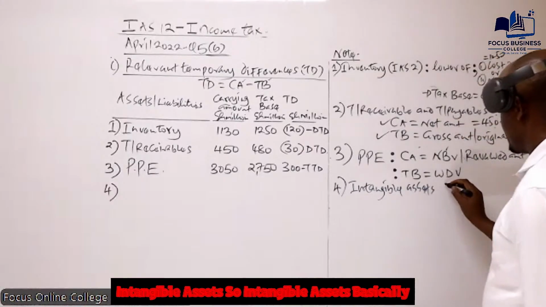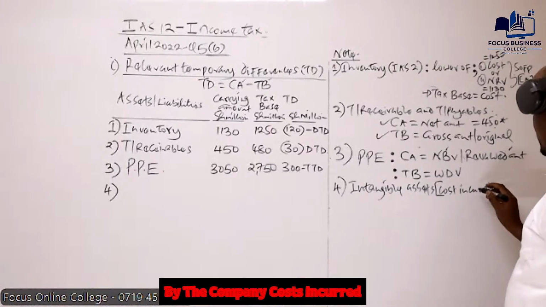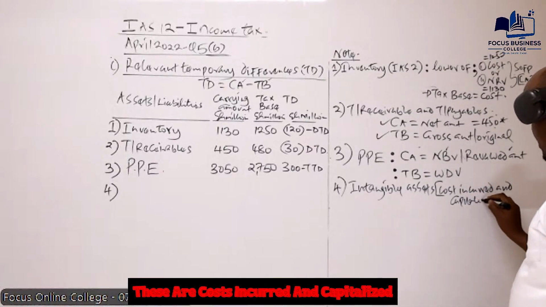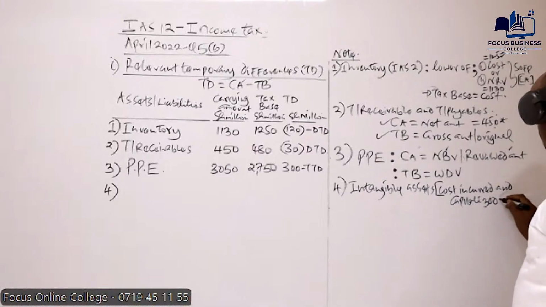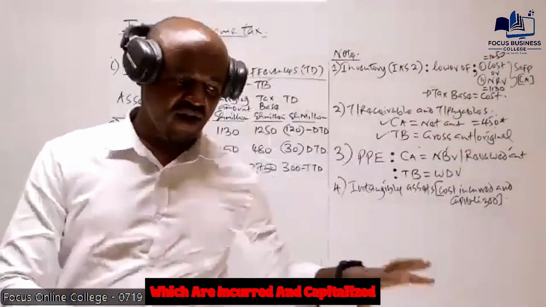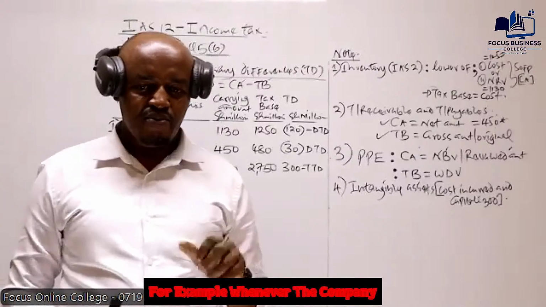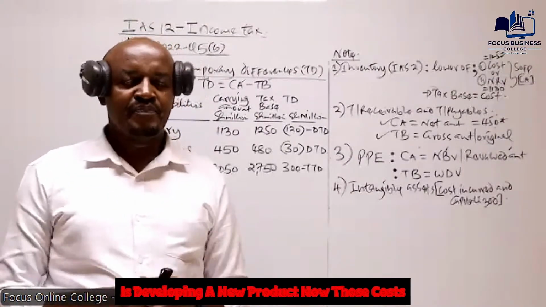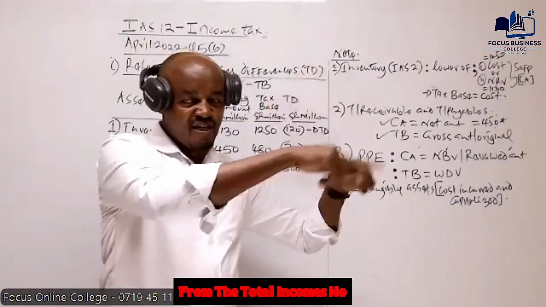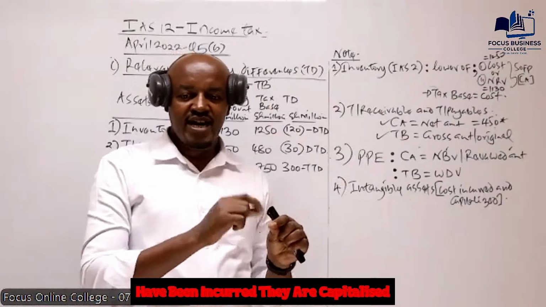So intangible assets, basically, these are the costs incurred and capitalized. You need to understand what you mean by that. When we talk about costs which are incurred and capitalized, these are the costs which the company will incur. For example, whenever the company is developing a new product, are those costs taken to the income statement and deducted from the total incomes? No. Once those costs have been incurred, they are capitalized.